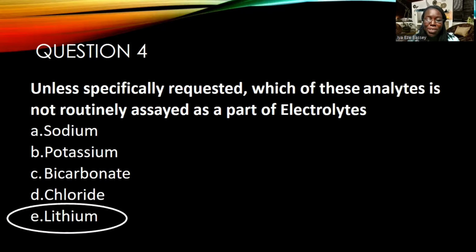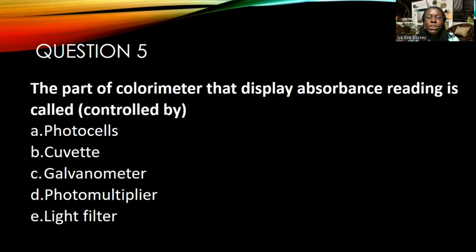I would go with lithium because all the rest are routinely done as electrolytes. Lithium is only done when requested, and usually it's for psychiatric patients where they need to monitor their lithium levels because of the drugs that they're taking. So question 5.